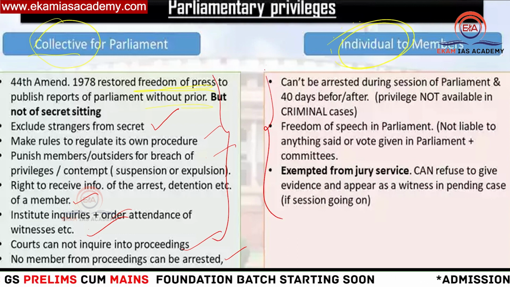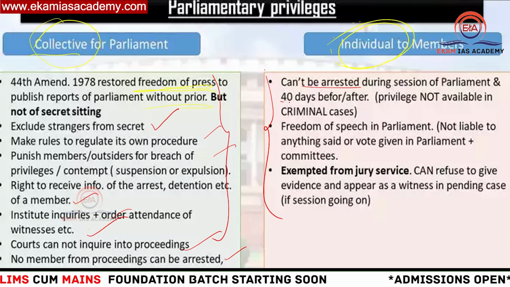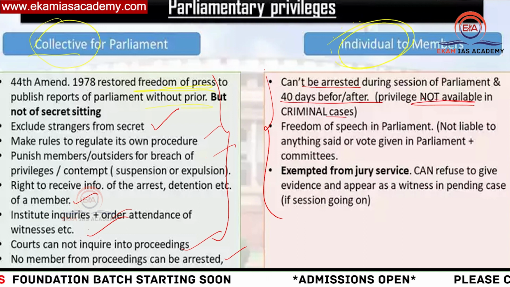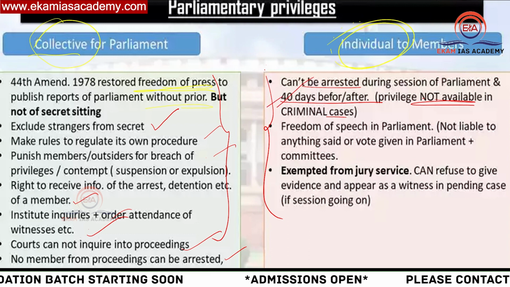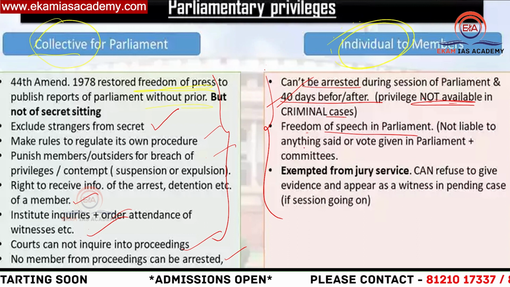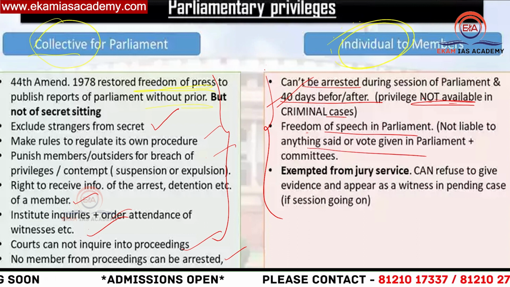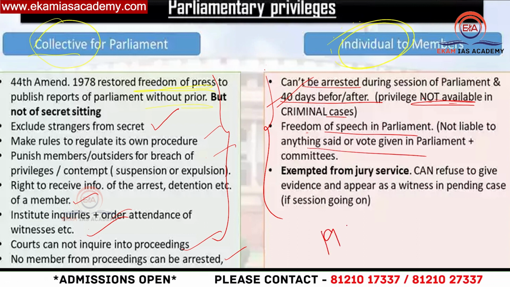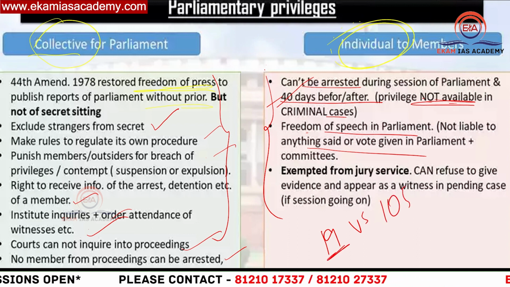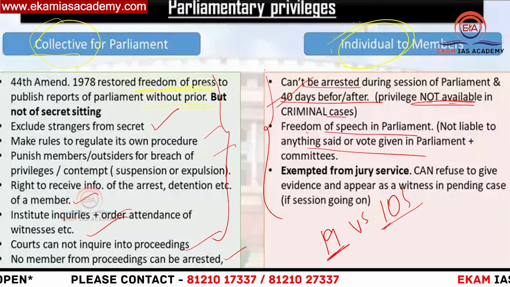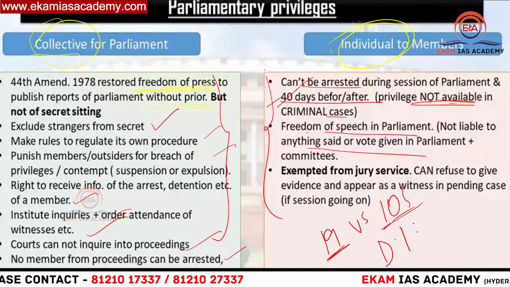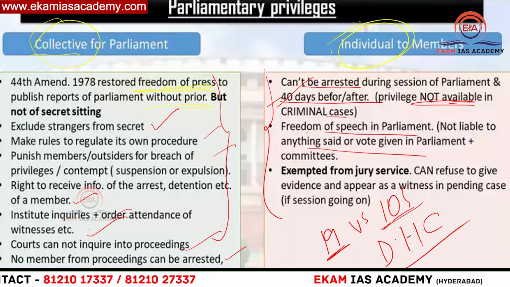Then individually, they cannot be arrested during the session of Parliament, 40 days before or after. This is not available in criminal cases. Only in civil cases does this permission have to be taken, but in criminal cases they can be arrested. Then freedom of speech in Parliament is again not absolute, as I told you. Why? Because all the time there will be a clash between Article 19 and Article 105. Whether the fundamental freedom of speech and expression or parliamentary privilege has to be upheld, the doctrine of harmonious construction will be used by the Supreme Court.